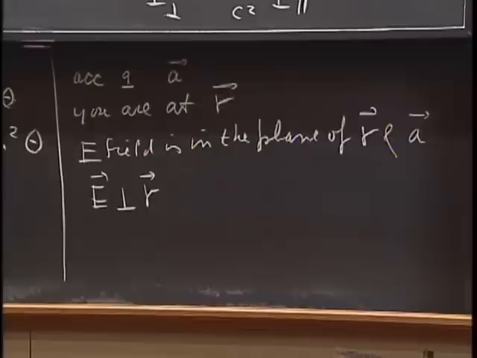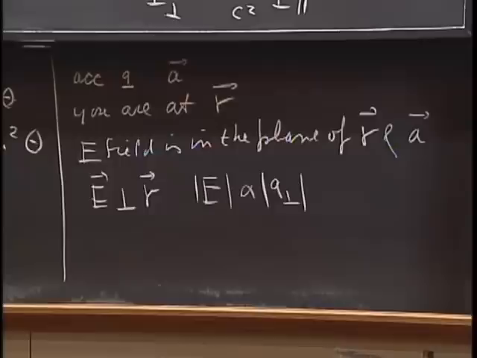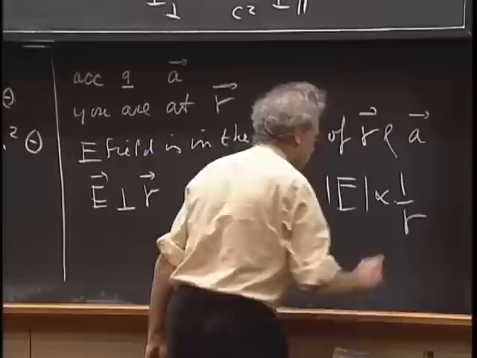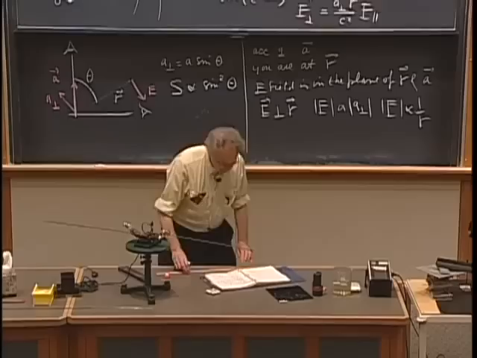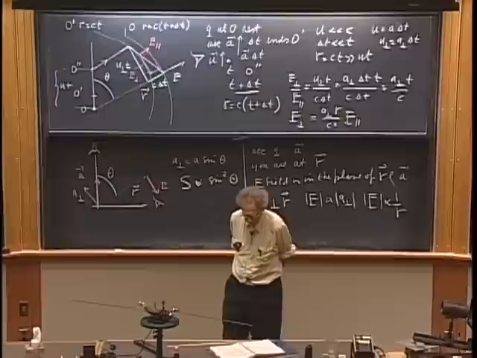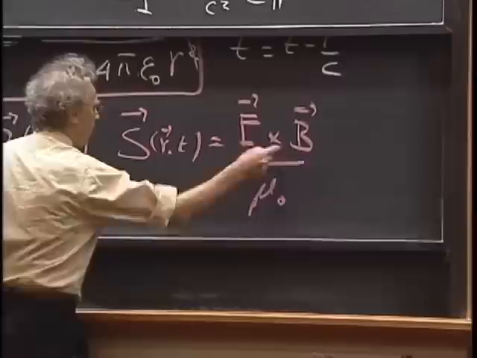The magnitude of the E vector is proportional to the magnitude of the A perpendicular, and the magnitude of E is proportional to 1 over R. And if Q is positive, then E is in the direction minus A perpendicular. If Q is negative, then it is in the direction of A perpendicular. The 1 over R is an obvious thing. It's a consequence of the conservation of energy. Because the Poynting vector is proportional to E cross B, the Poynting vector is proportional to E squared.